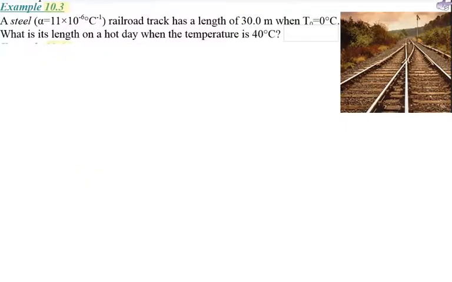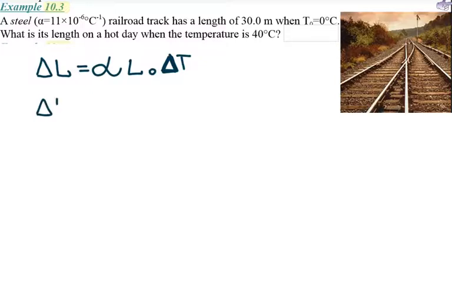So in this question, they say that steel, and they give you the coefficient of linear expansion. A railroad track has an initial length of 30 meters when the temperature is 0 degrees Celsius. What is the length on a hot day when the temperature is 40 degrees Celsius? So here I have the change of the length, and it is equal to alpha, the coefficient of linear expansion, times the initial length, and the change of the temperature. Remember that if I have the change of the temperature, I don't necessarily have to convert it into kelvins. All I have to do is subtract them.